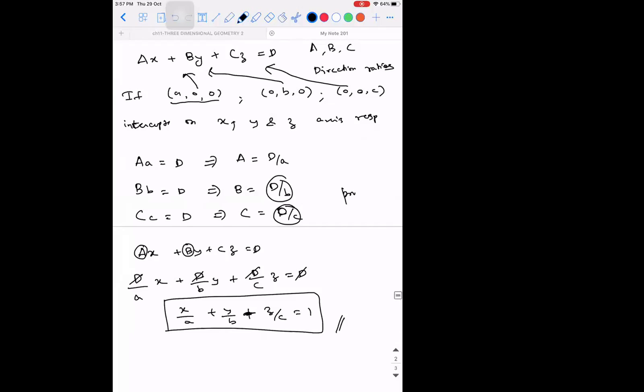So this is the actual proof of the intercept form of a line. Am I clear, guys?